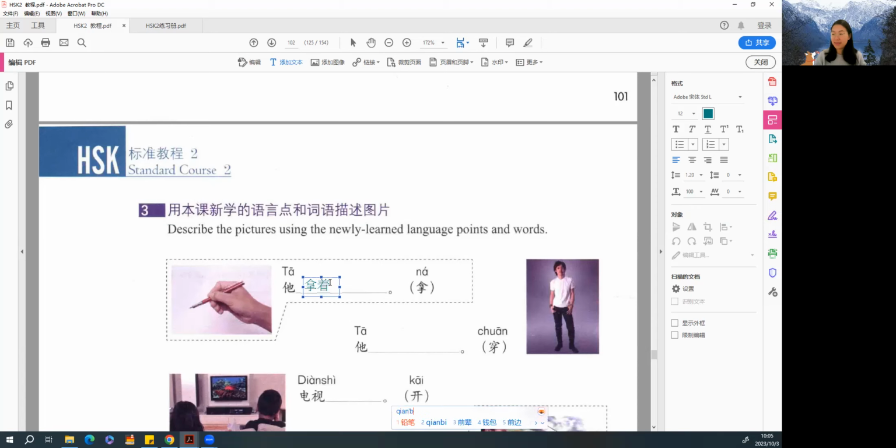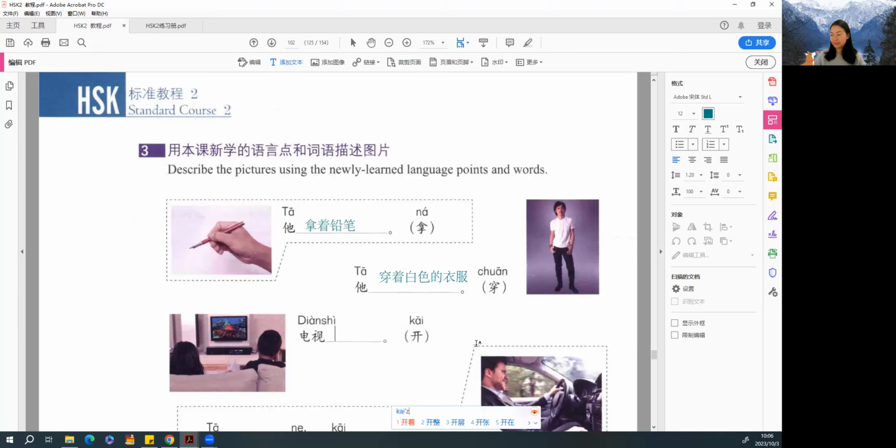他拿着铅笔。他穿着 What's the color? White color, right? 白色的衣服。Here, the clothes, 衣服。电视开着 or we can use what we have learned in the title. 电视开着呢。Yeah, it's a bit proud, a bit like, 电视开着呢, like this kind of feeling.